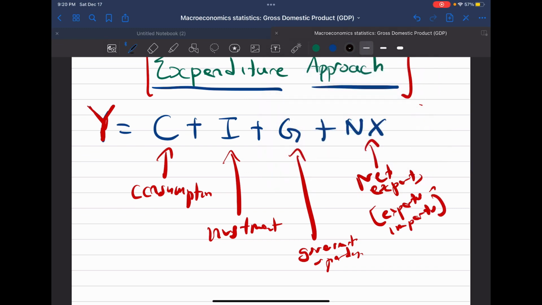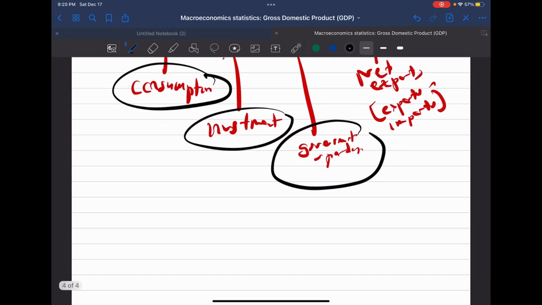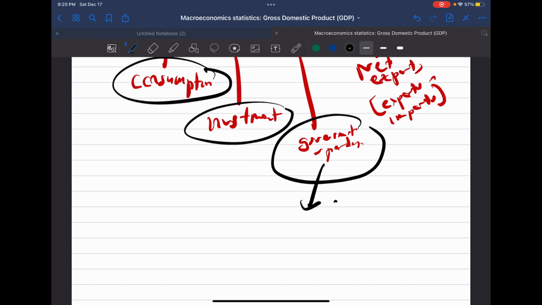So consumption are the goods and services purchased by households. Investments are spending on capital, which are physical assets. Those are investments. Government spending is essentially government spending on goods and services. However, interestingly, which is very important, government spending does not include what we know as transfer payments.